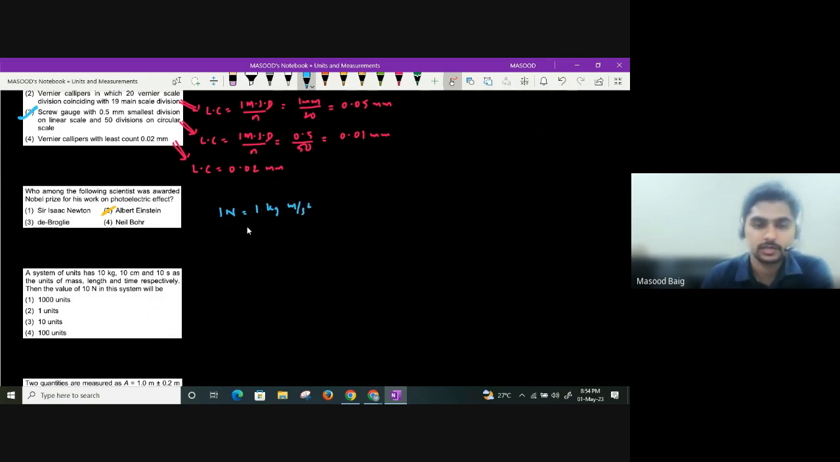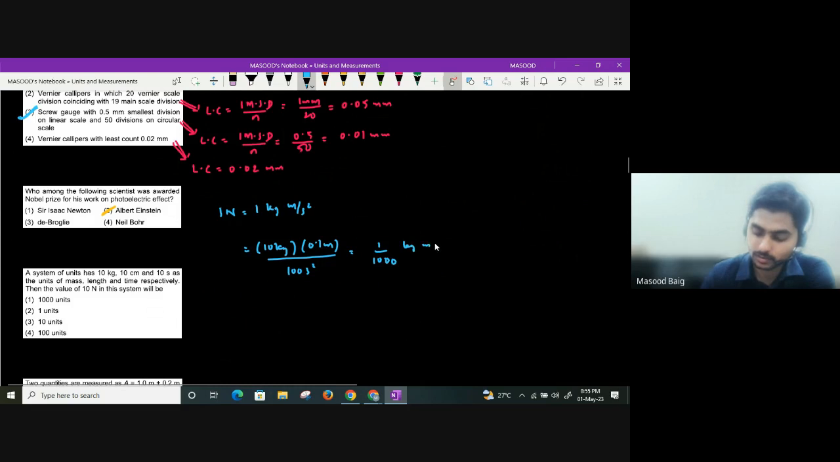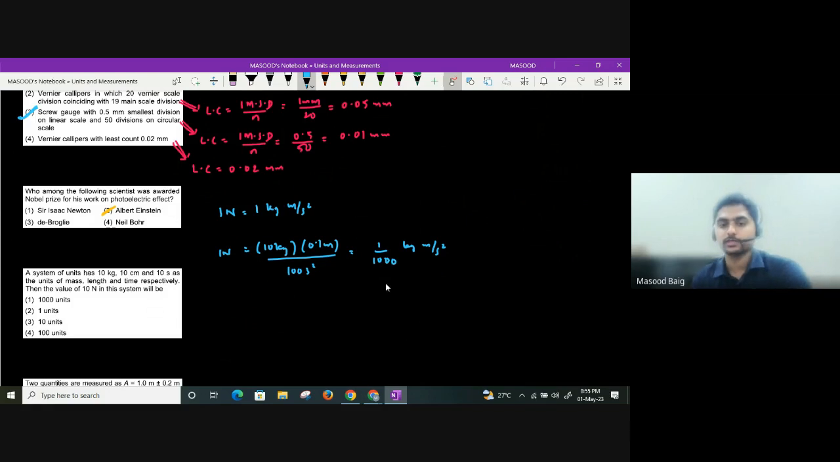So, here in place of 1 kg, what do we have, beta? We have 10 kg. Yes or no? In case of 1 meter, I have 10 centimeters. 10 centimeters is 0.1 meter. In case of 1 second, I have 10 seconds, guys. So 10 seconds means I'll write 100 seconds square. So what I'll get is this value as 1 by 100 of kg, sorry, 1 by 1000 you will get. 1 by 1000 kg meter per second square. This is your 1 Newton. So it is 1 by 1000 times.